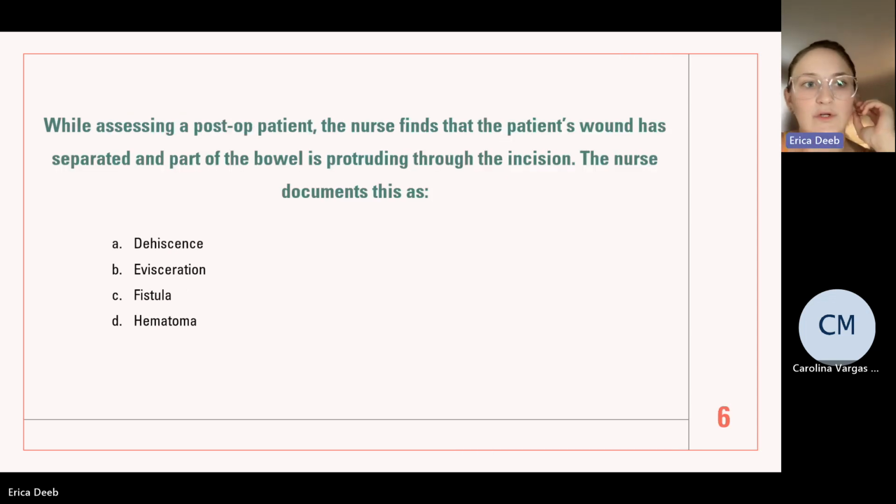Number 6. While assessing a post-op patient, the nurse finds that the patient's wound has separated and part of the bowel is protruding through the incision. The nurse documents this as A. Dehiscence, B. Evisceration, C. Fistula, and D. Hematoma.